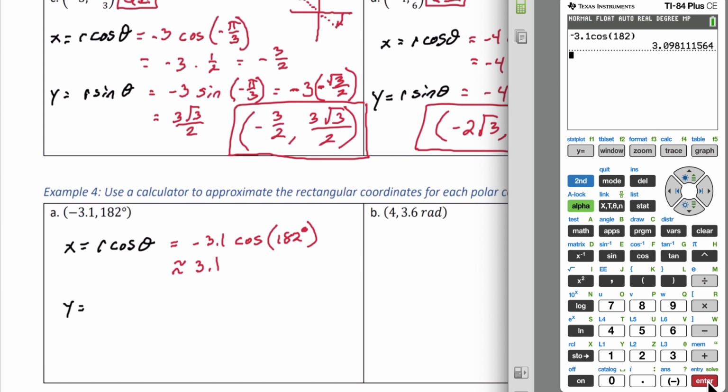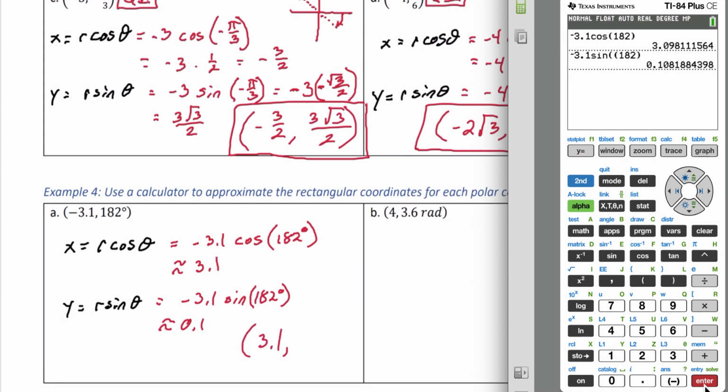Y is r sine theta. In this case, negative 3.1 times the sine of 182 degrees. We are already in degree mode, so we just need to type in negative 3.1 sine of 182. And here we get roughly 0.1. So our coordinate in rectangular form would be negative 3.1, comma, 0.1.